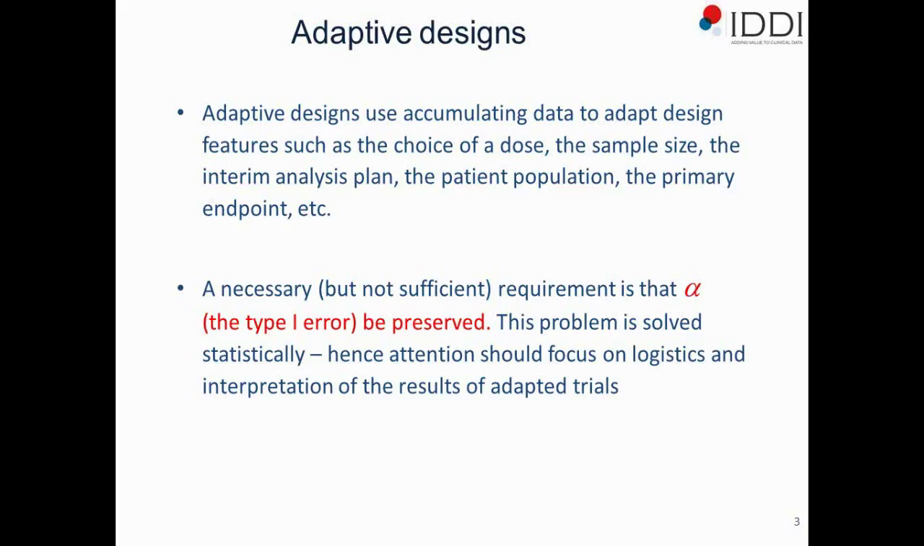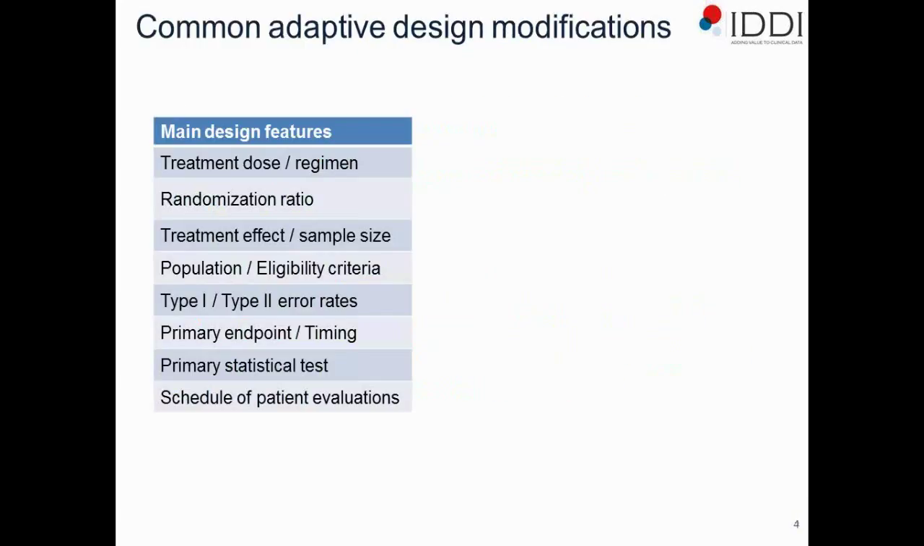Now, this problem is solved statistically. We now have methods that allow the alpha level to be preserved, whatever the adaptations, even very complex adaptations can take place, and yet the alpha level is preserved. And so we believe that attention should focus more on the logistics and interpretation of the results of adapted trials rather than on the alpha level preservation, which is now well known. So we won't discuss methods to preserve the alpha level today. What we will discuss instead is really the logistical and practical aspects of implementing adaptive designs.